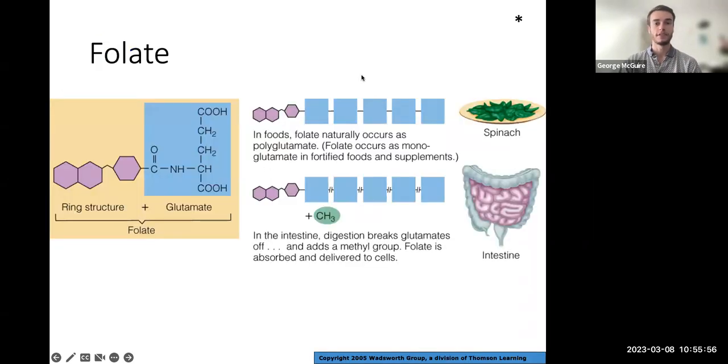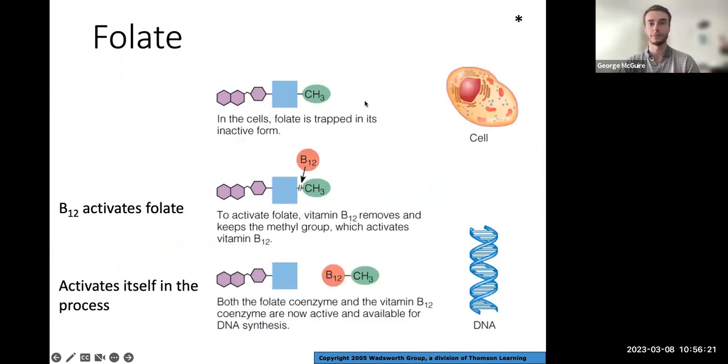Right. So here we see some sources of folate, leafy greens like spinach. And then when we are digesting it, it's going to be given this methyl group, which essentially deactivates it. So folate is this ring structure with glutamate in our intestines. After it has been digested and absorbed, we're going to add a methyl group to it, which creates inactive folate. And so in order for folate to be activated, it needs a different B vitamin, B12, in order to become active. Right? So while that methyl group is attached, it is inactive. B12 basically takes that methyl group off of it, activating folate and activating B12 in that process.